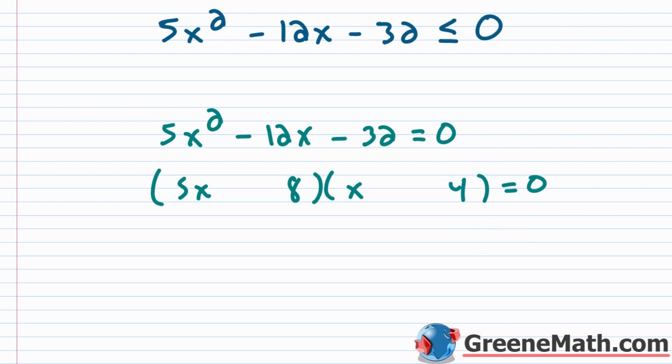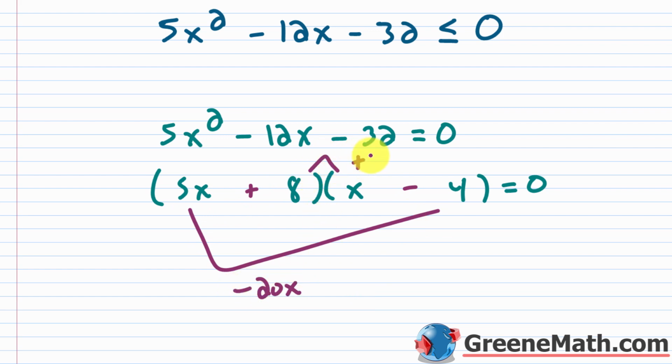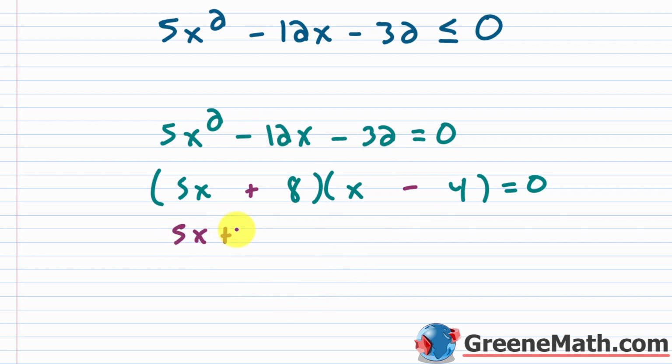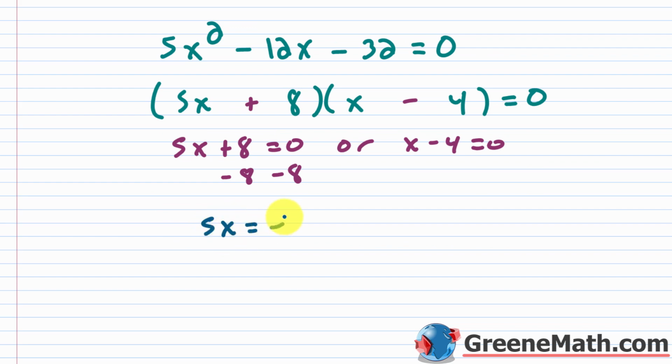I just have to work out the signs. So in this particular case, I want this one to be negative and this one to be positive. That way I can get a negative 20x and then a positive 8x. Negative 20x plus 8x would give you negative 12x. So now let's say that 5x plus 8 is equal to 0, or x minus 4 is equal to 0. Let's subtract 8 away from each side of the equation. And let's say 5x is equal to negative 8. Then we'll divide both sides of the equation by 5. Cancel that. We'll say x is equal to negative 8 fifths.